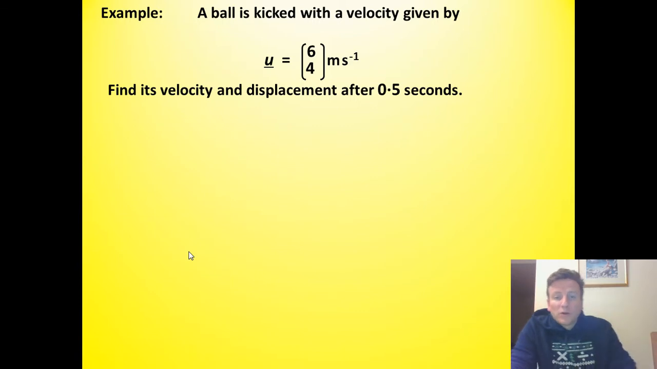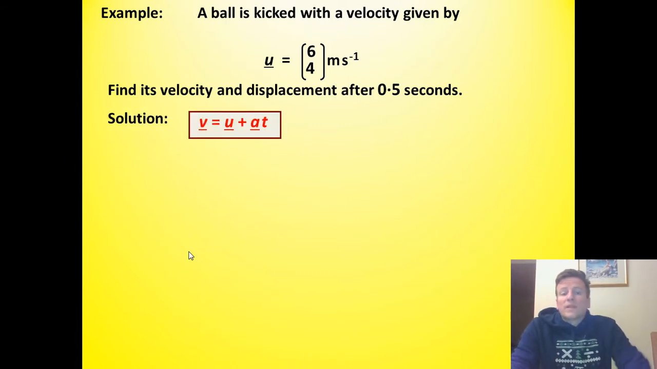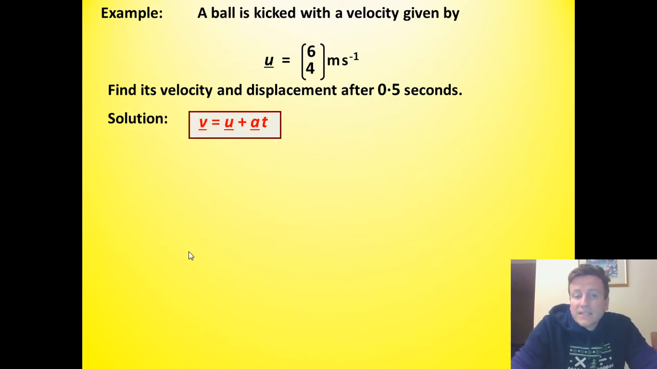So here's an example. A ball is kicked with the velocity given by u is equal to 6.4 meters per second, and we need to find the velocity and displacement after 0.5 seconds. So with this, we could be using v is equal to u plus at, and what I should have said is that each time you can pause this and try and go ahead yourself and see if you can answer it, then look back at what the solutions are.